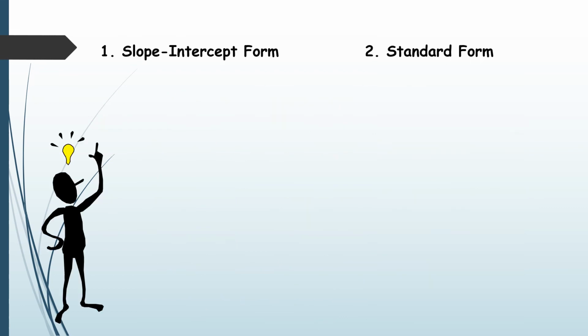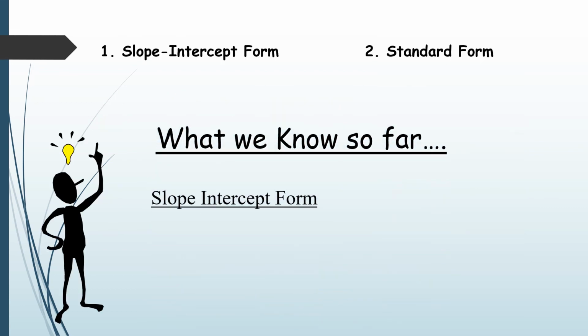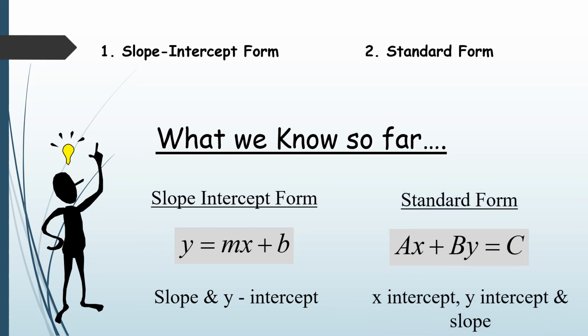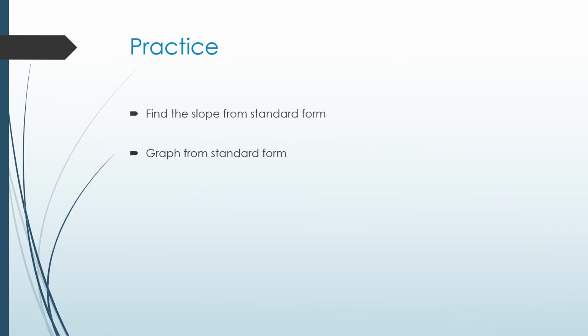Okay, so just a quick reminder then. We know slope-intercept form, y equals mx plus b, gives us the slope and the y-intercept. And now we know standard form is ax plus by equals c, where we can find the x-intercept, the y-intercept, and the slope from that equation without having to rearrange that equation. All right, so again, find the practice and see if you can continue.